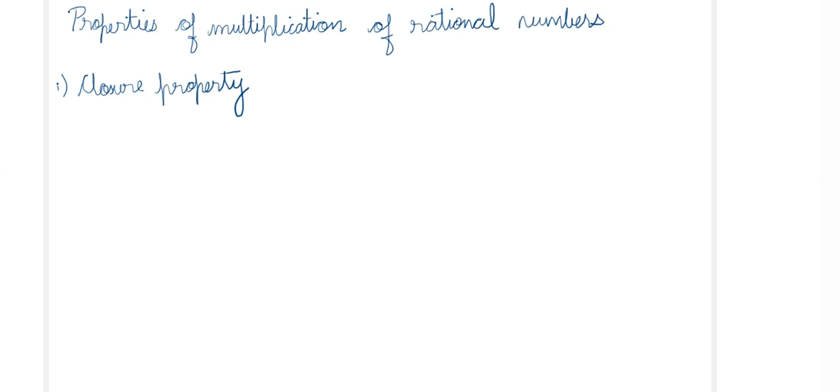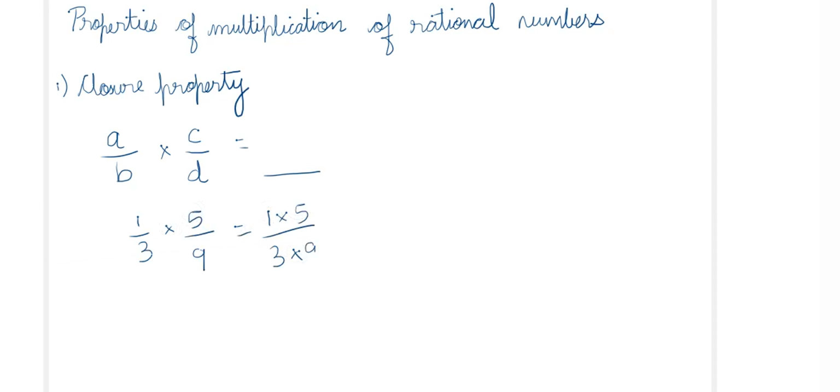the closure property. If we take any two rational numbers, a by b and c by d, and multiply them, the product we get is also a rational number. So let's check it out. I'm considering the rational numbers 1 by 3 into 5 by 9. We multiply the numerators, 1 into 5, and the denominators, 3 into 9. So it is 5 by 27, which is again a rational number.